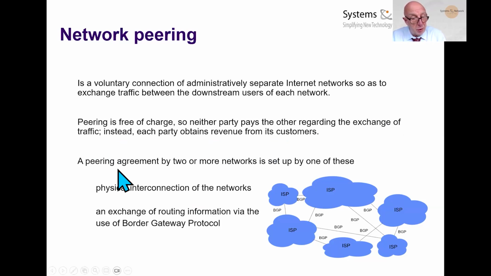Absolutely. The peering agreement by two or more networks is set up like this. It can be a physical interconnection of the networks, absolutely, which is pretty much what we've got going on here, or it can be by an exchange of routing information via BGP, Border Gateway Protocol. You will see as we progress through the course, there are two, dare I say, flavors of BGP. There is IBGP, internal BGP, and there is eBGP, external BGP. This internal and external is quite important because it is stating the relationship to the autonomous system, to the AS.